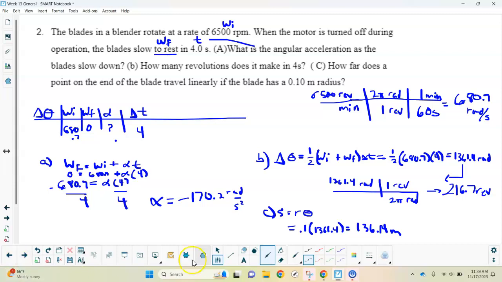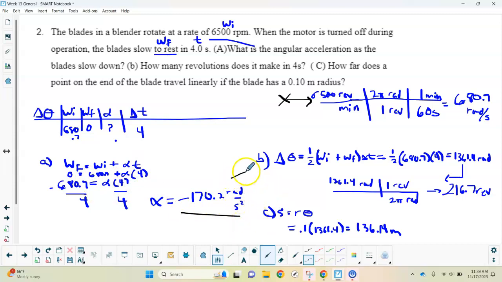I just plugged into the kinematics table. I had to do converting first. I had to convert 6,500 RPM, or revolutions per minute, into radians per second, because that's what we were looking for. So you multiply by 2 pi and then divide by 60. You'll get 680.7 for the initial angular speed. Then you use the angular speed equation omega f equals omega i plus alpha t. When you solve for alpha, you get negative 170.2 radians per second squared.